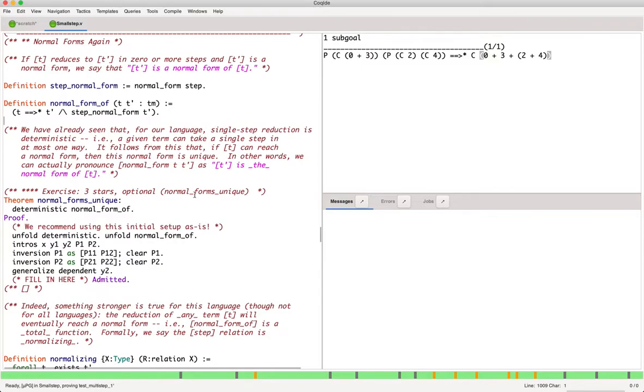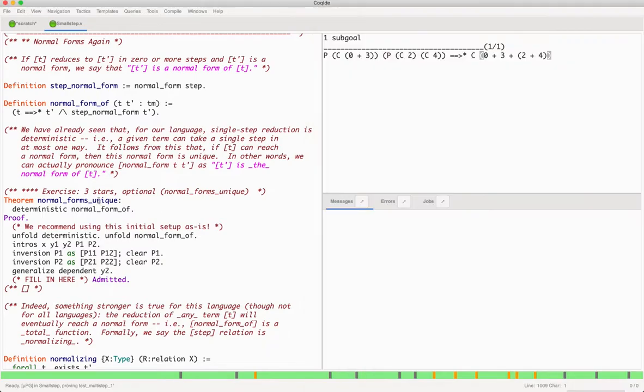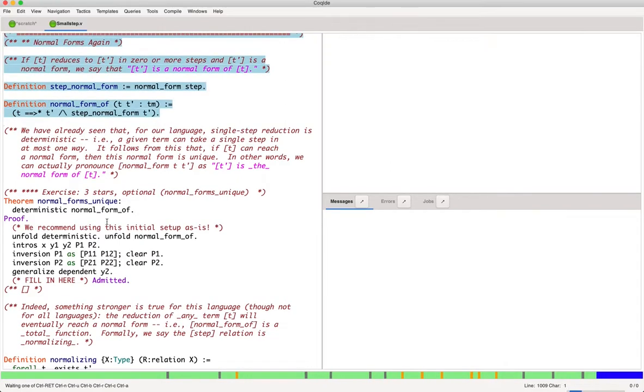So I don't remember what the homework is here. Yes, the last homework is this one, normal forms unique, which is basically showing that this relation normal form of is deterministic. In other words, if you start out with a particular term and get to a normal form, there's not two ways to do that. You can only do that in one way. It's a good idea to follow the start here, so don't fiddle with the beginning. Just continue the proof as it's stated here.